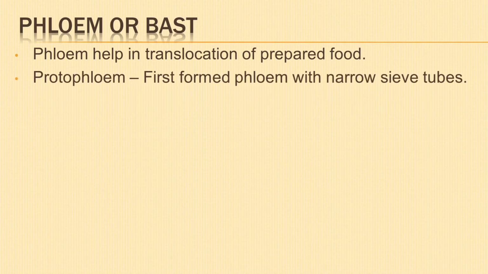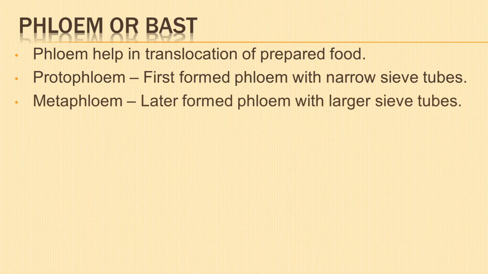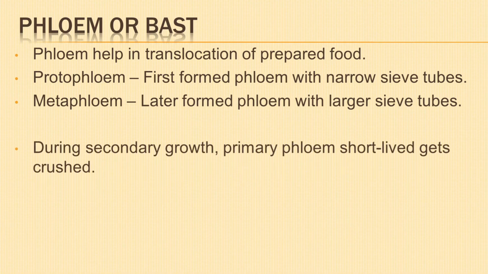Protophloem are the first formed phloem found on the outer portion of phloem, and it consists of narrow sieve tubes. The metaphloem are formed later and are complex in structure. They are found on the inner portion of phloem and they are formed of bigger sieve tubes. In plants having secondary growth, the primary phloem is of short duration and gets crushed.